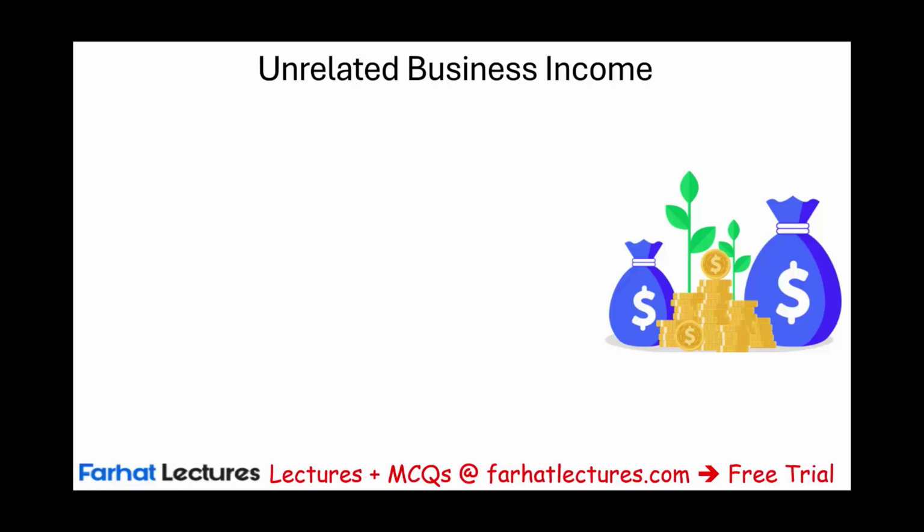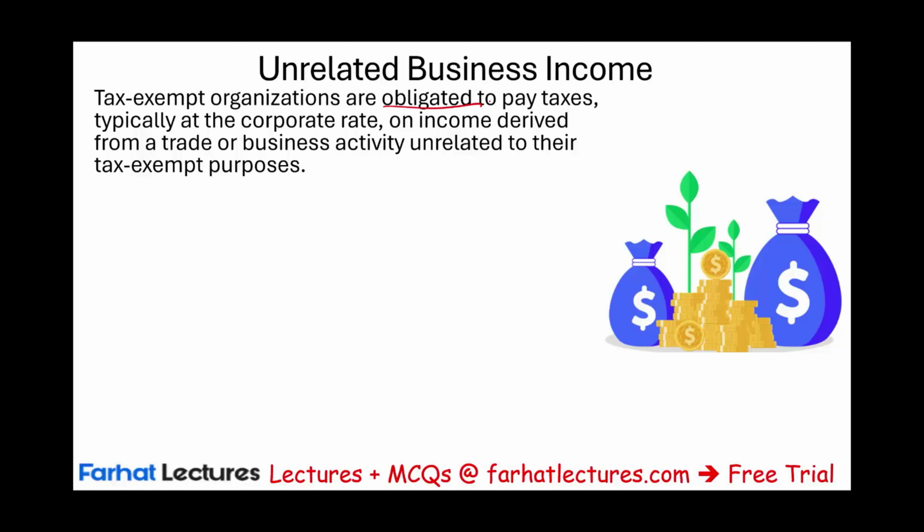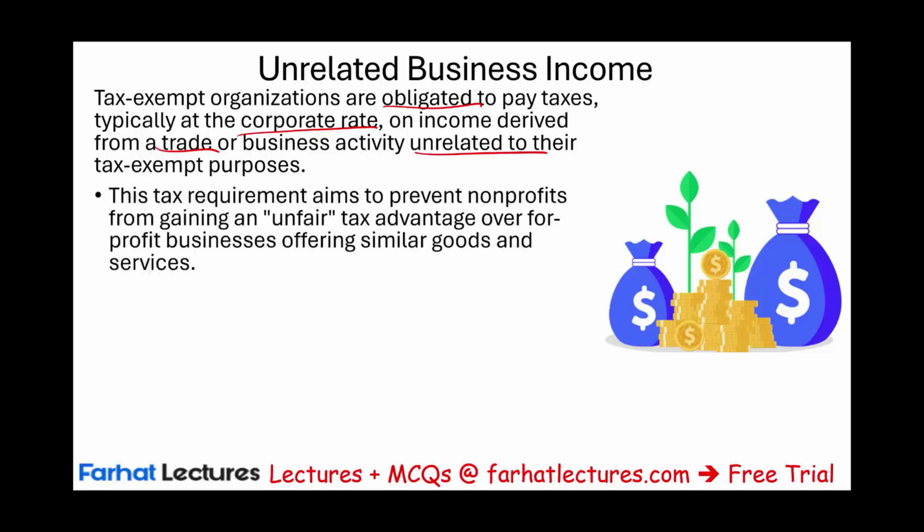It's a business. So tax-exempt organizations are obligated to pay taxes, usually at the corporate rate, on income derived from a trade or business unrelated to their tax-exempt purpose. Now, the goal of this tax requirement is to prevent not-for-profits from gaining an unfair advantage over for-profit businesses offering similar goods and services. Think about a church. They open a restaurant downtown. It's for the church. Let's assume the restaurant is tax-exempt. You're talking about 30%. So you could pay taxes.